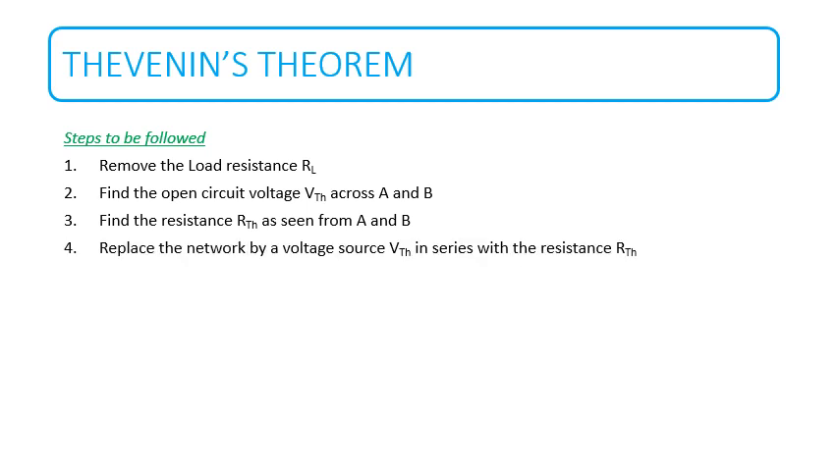Fourth step is to replace the network by a voltage source VTH in series with a resistance RTH. Fifth one is to find out the current through RL using Ohm's law. The equation will be like this: IL is equal to VTH divided by RTH plus RL.